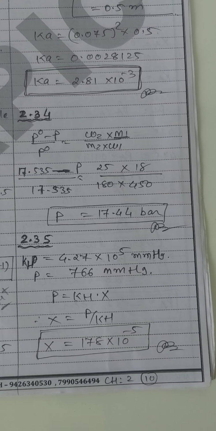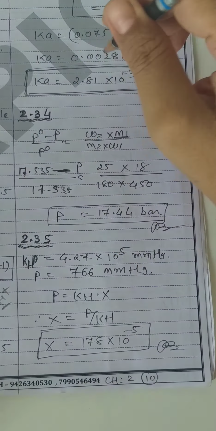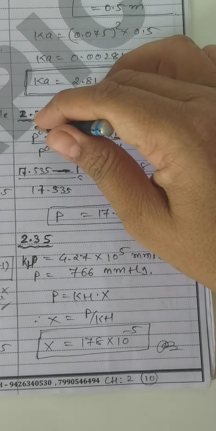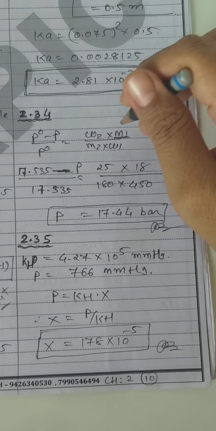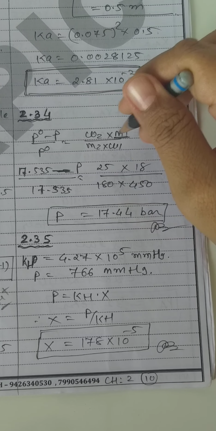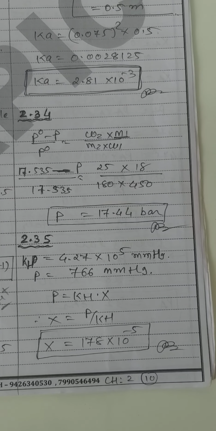Very simple question of Raoult's law. See, vapor pressure of water at 293 Kelvin is 17.535 millimeter Hg. Millimeter Hg is the unit to measure the pressure. Now water is the solvent here. So according to Raoult's law for non-volatile solute, (P naught minus P) upon P naught is equal to W2 into M1 upon M2 into W1.